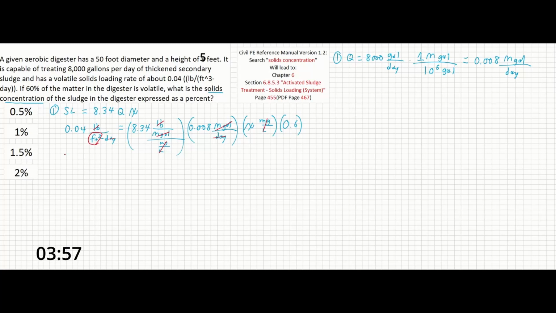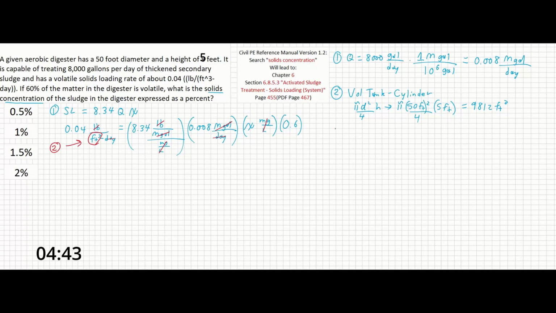So let's do that. Note that we need to realize that the digester is going to be a cylinder. So we can calculate the volume of the tank and then find the loading rate in pounds per day. So the equation of a cylinder is going to be pi d squared over 4 times h, which for us is going to be pi 50 feet squared over 4 times 5 feet. And the volume here is going to be 9812 cubic feet.